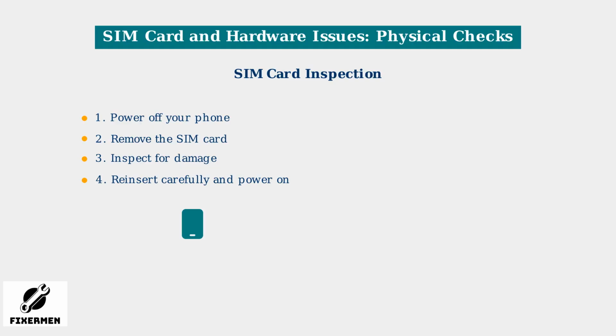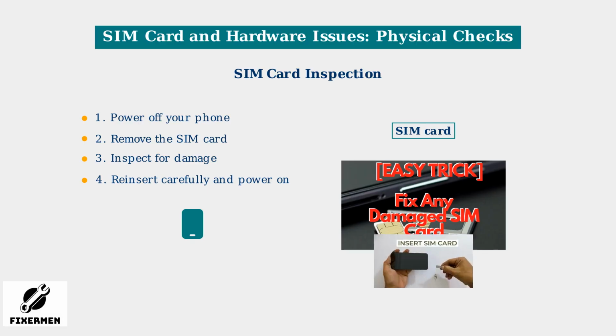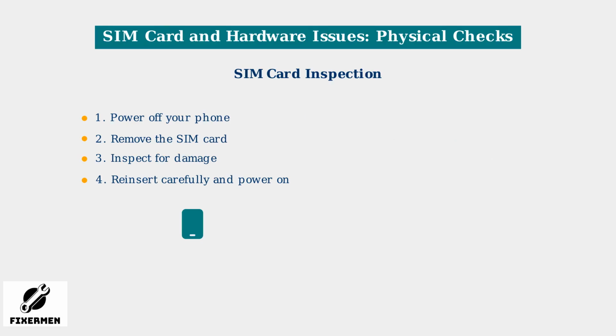If basic troubleshooting doesn't resolve your mobile service issues, check your SIM card physically. Start by powering off your phone completely. Remove the SIM card from its slot and inspect it closely for any visible damage, like scratches, bends, or corrosion. If the SIM card appears damaged, it may need replacement. Reinsert the SIM card carefully into the slot, ensuring it's properly aligned, then power your phone back on.